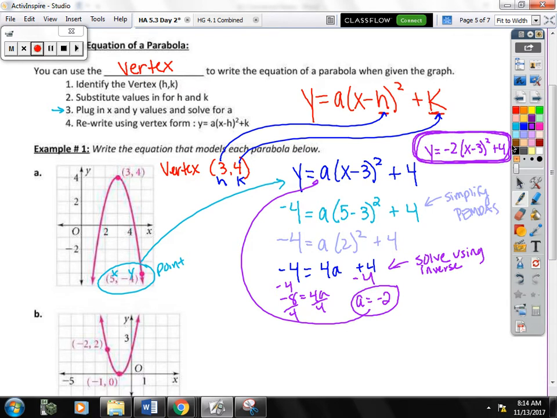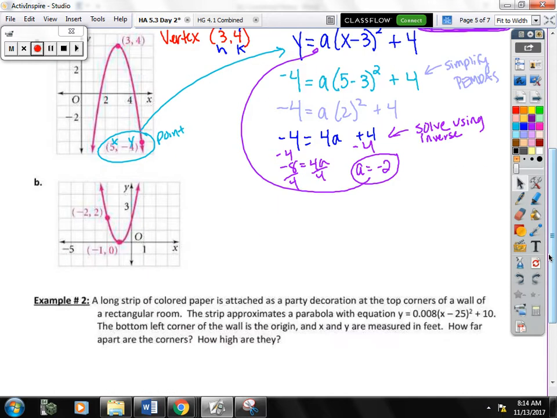Now some students will say, oh, I noticed it goes down 2 and over 1, which a lot of times is a good way to check it. I would always verify. And sometimes they're going to come out to be like -3/4, -1/6, something that's not as easy to notice by the graph, but you can use it as kind of a check. Okay, let's do one more, example B.